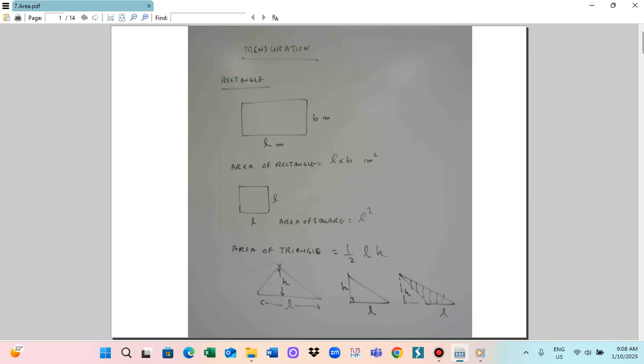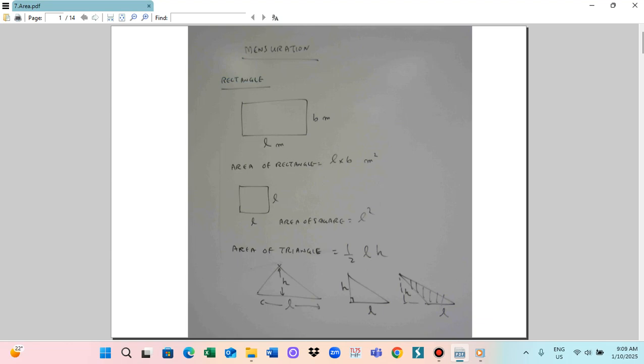So the rectangle here: the length is L meter and the height is P meter. So the area of the rectangle is L multiply P. The unit will be meter square.